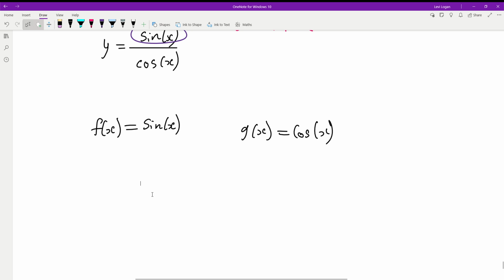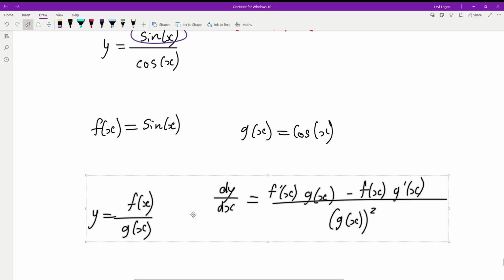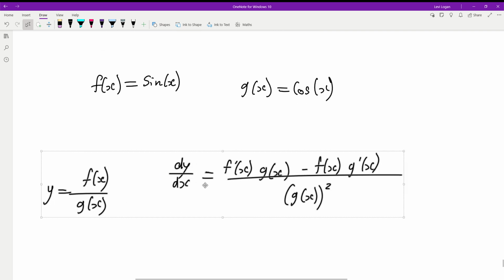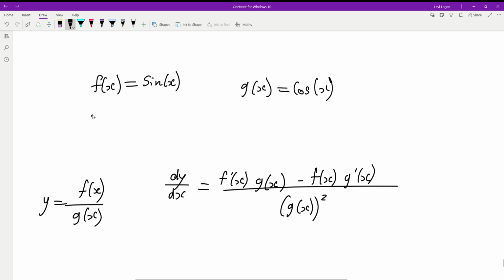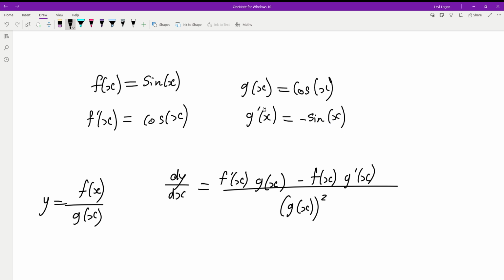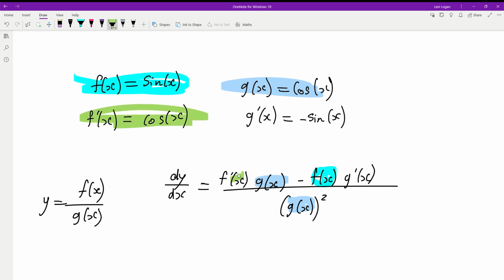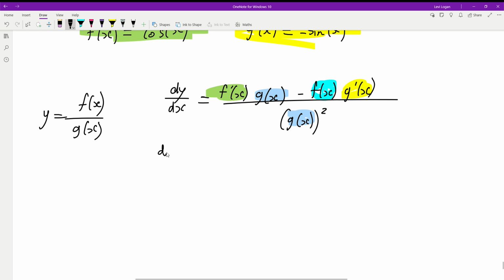So in order to work out what dy/dx is going to be, we need the derivatives of f(x) and g(x). So f'(x) is going to be cos x. g'(x) is going to be minus sin x. So I can replace this guy here and this guy here and here, and this guy here, and finally but not least this guy here. So what I'm going to get is this dy/dx.